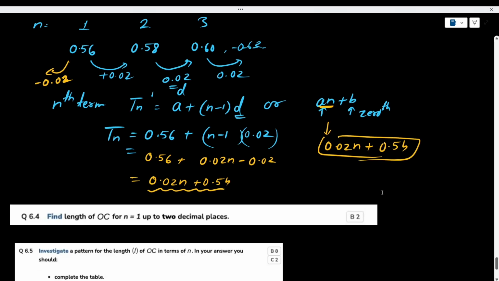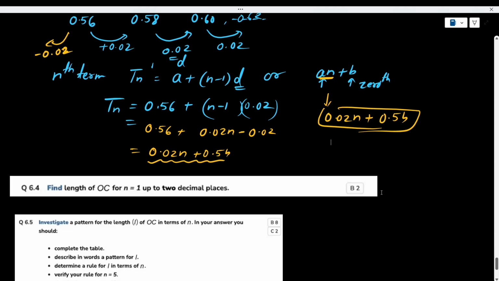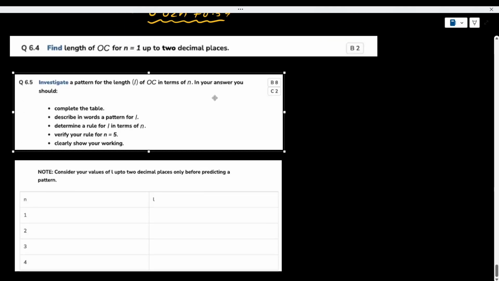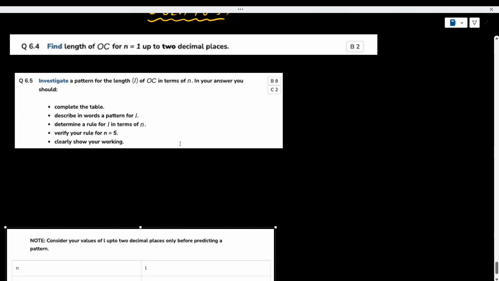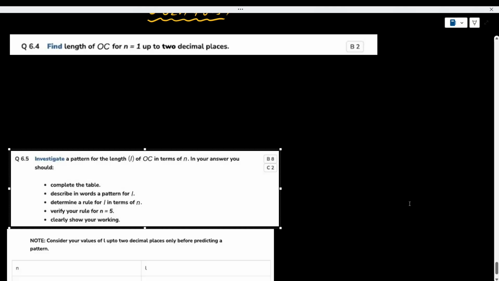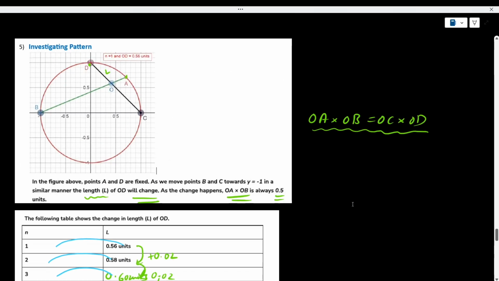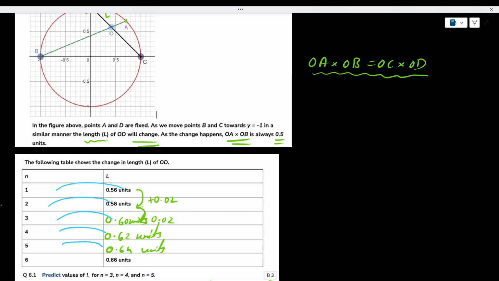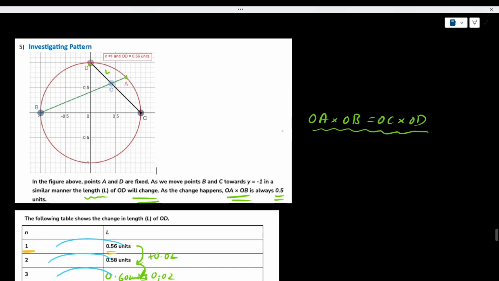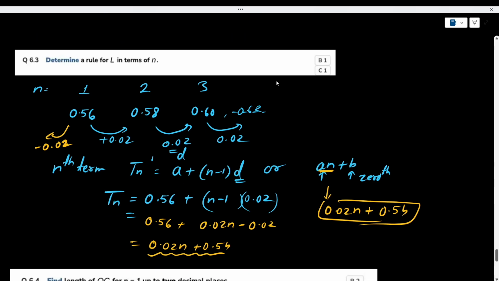For any term, you can use this rule to get the value of any stage. Then after that, how are we going to solve this fourth question? It says, find the length of OC for n equals 1 up to 2 decimal places. Here we need to find the OD length for the first stage. OD is already given, and we need to find OC. Here we can use the intersecting chord theorem because you know that the OA and OB product is always fixed, which is 0.5, and we need to find the OC length.